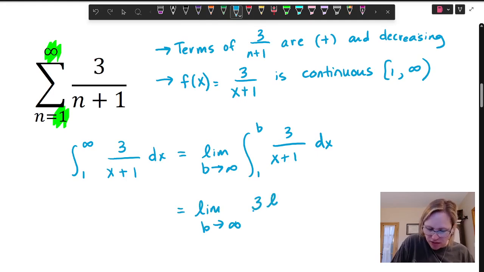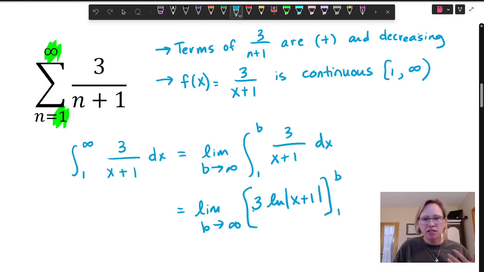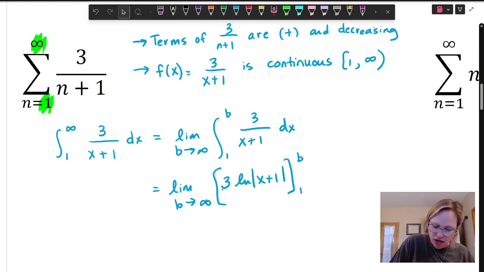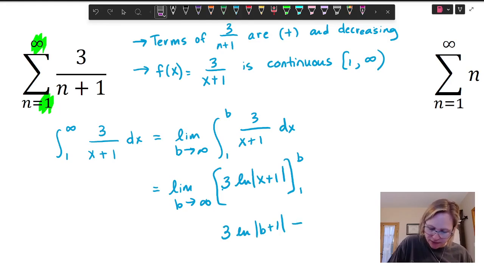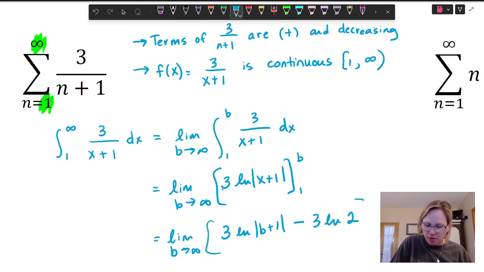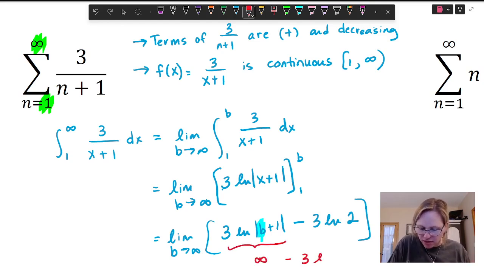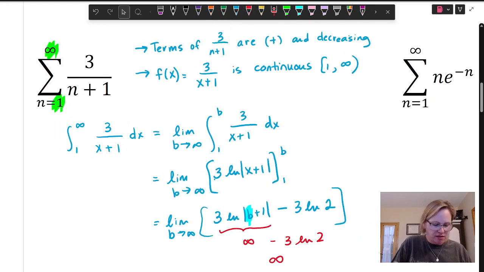So this will be 3 ln of x plus 1, and we're going to go from 1 to b. I can already tell that this integral is going to diverge because you'll have 3 ln of b plus 1 minus 3 ln of 2. And we're going to keep our limit notation, be really consistent so we don't get any linkage errors. I know that this is going to be an infinite amount because as b goes to infinity, the natural log of a bigger and bigger number is also going to approach infinity. So this is going to be infinity minus this value, which is going to diverge to infinity. So what I've just shown is that this integral diverges.